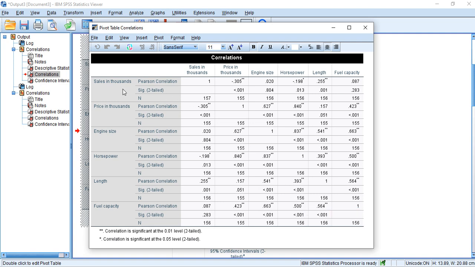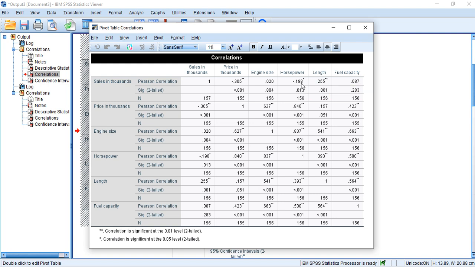But in our case, we were only looking at sales in thousands as our dependent variable. So we shall look at where it has a relationship: price in thousands, horsepower, and length. So those are the only variables which have a relationship with sales.